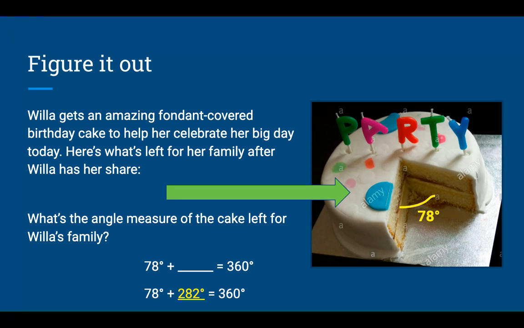So I set up an equation here on the bottom of the screen, 78 degrees plus something for the rest of her family equals 360. You could do a quick subtraction that could be mental math or that could be you using the algorithm to figure out that 360 minus 78 equals 282, or some of you may have added up. You may have said 78 degrees plus 200 plus another 2 plus 80 or something along those lines. But the missing angle left for her family is 282 degrees.